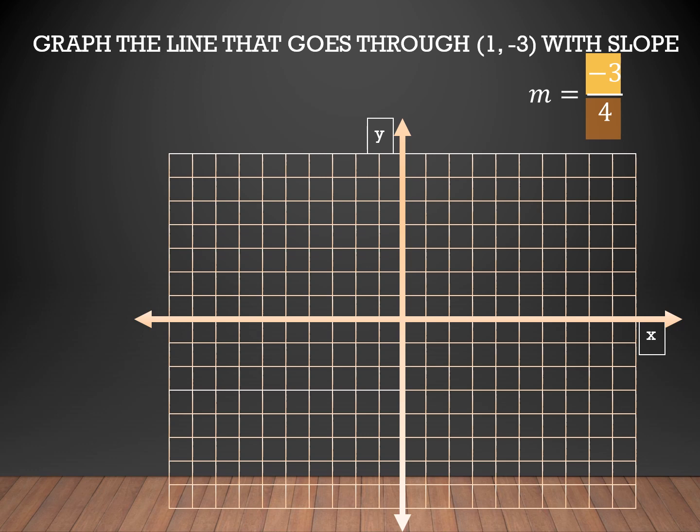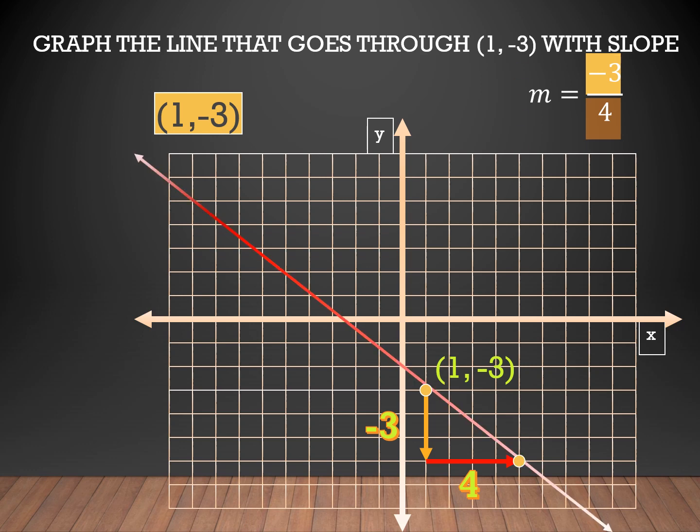Now, we're going to graph another line that goes through (1, negative 3) with a slope of negative 3 over 4. So first of all, we're going to graph the point. Now we're going to use the slope to find another point. Since the rise is negative 3, we're going to go down by 3 units. And since the run is 4, we're going to go to the right by 4 units. Where you stop, plot another point, join the 2 points, and that's your line.